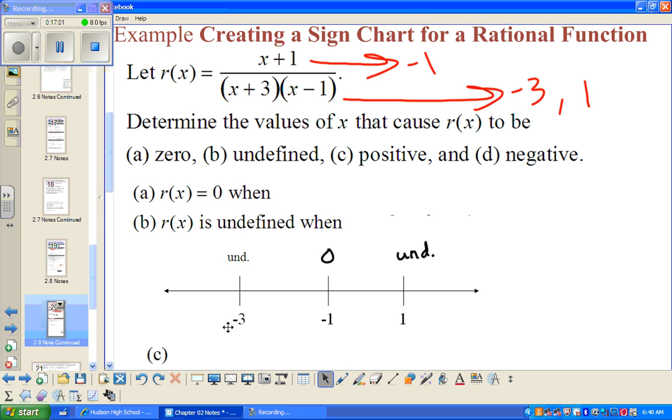Plug in a number less than -3 into each of the 3 spots on your rational function to get whether each part is negative or positive. From there, you can tell everything less than -3 is going to be negative. You go ahead and finish the chart. Your substitute can pause it at this point, or you can pause it if you're doing this at home.